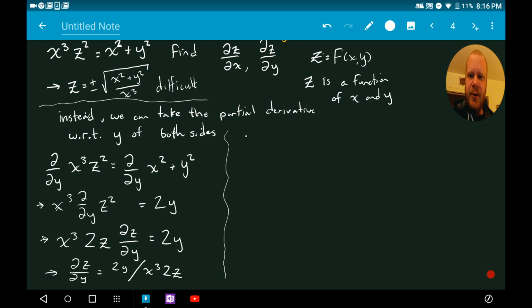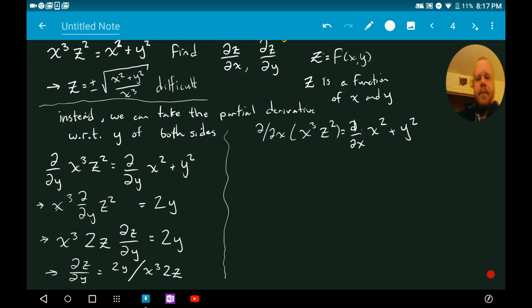When we try to find the partial derivative with respect to x of both sides, that's going to look like this. Oops. Del x of x squared plus y squared. Again, right-hand side is going to be very easy. That's just going to be 2x.